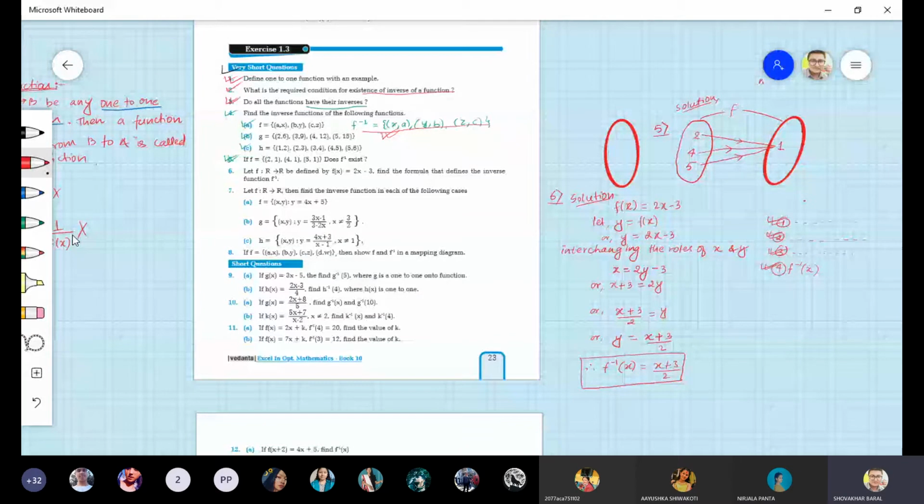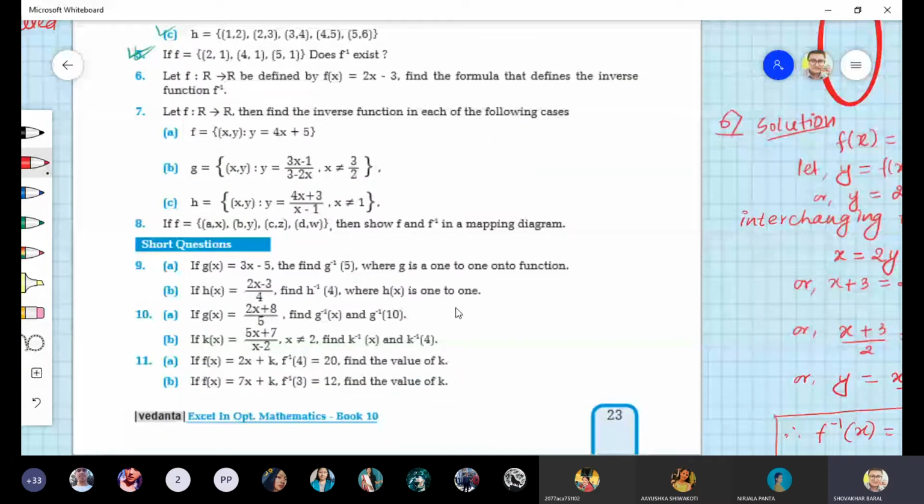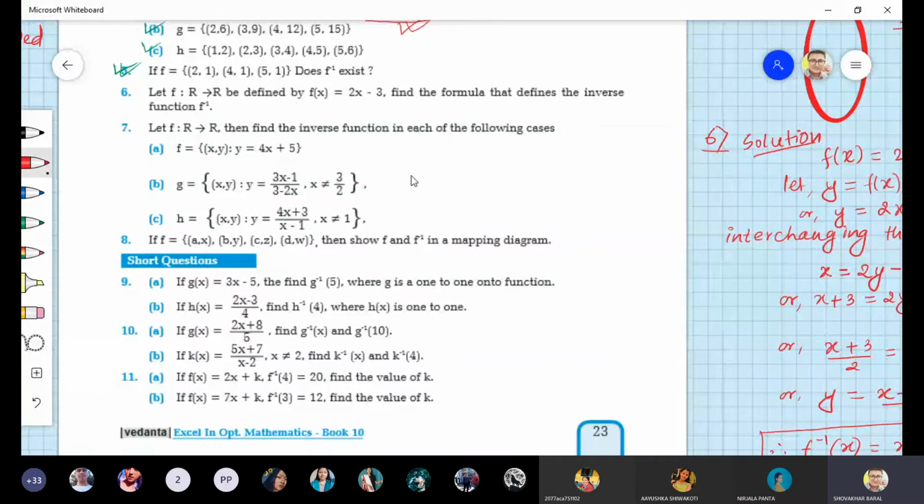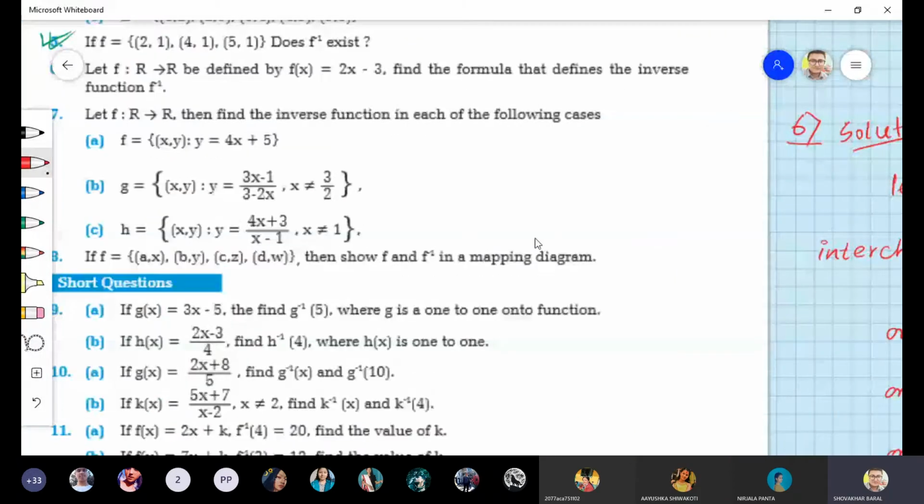Okay, now let me go to the next one. Now question number 7. I don't know why this question is in the very short questions here, but it will be a bit lengthy. If such questions are asked, you are not supposed to do it in shortcut ways. We have some tricks to find the inverse of the function in shortcut ways also, but let's not go for that. Let's solve it with the full approach.